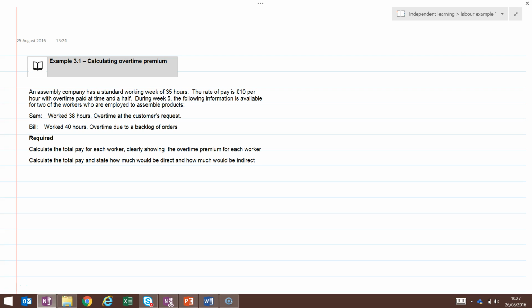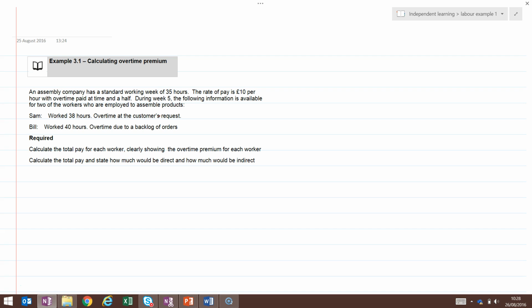So we have an assembly company, they work at 35 hours and the rate of pay is £10 an hour. Overtime is paid at time and a half. During week 5, you're given some information on 2 workers who are employed to assemble products. Sam worked 38 hours, he's done some overtime and that was at the customer's request. Bill worked 40 hours, he's also done overtime but that was due to a backlog of orders.